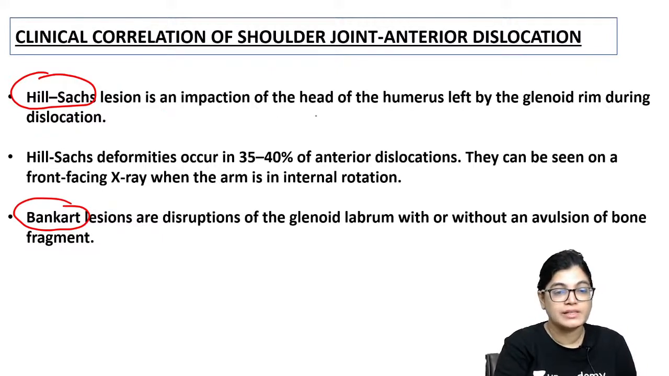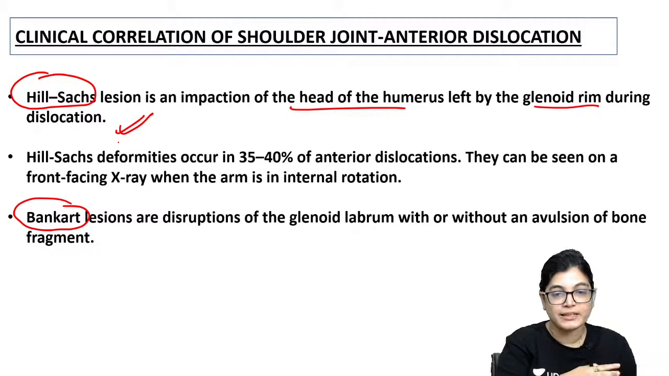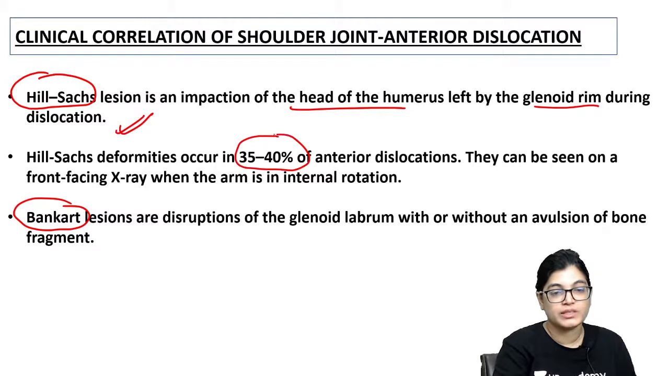In case of Hill-Sachs lesion, there is impaction of the head of humerus by the glenoid rim during the dislocation. It is present in 35 to 40% of cases of anterior dislocation, and it can be visualized on the front facing X-ray when the arm is in internal rotation.